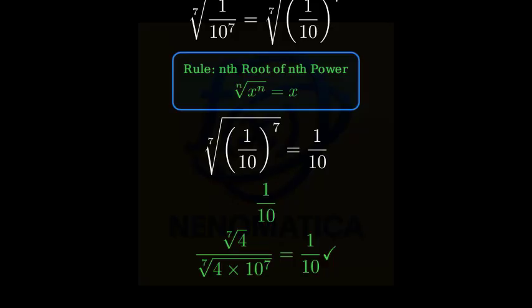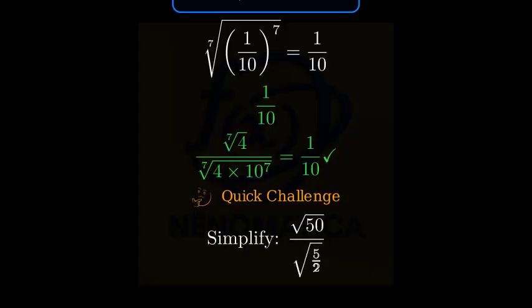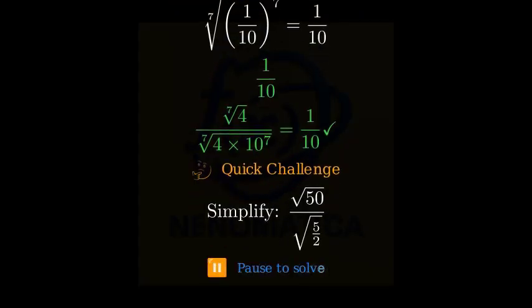Here's a quick challenge for you. Before we continue, try to solve this similar problem on your own. Simplify the square root of 50 divided by the square root of 5 halves. Pause the video and try to solve it. I'll give you a hint: use the same approach we just learned. Ready? Let's solve it together.